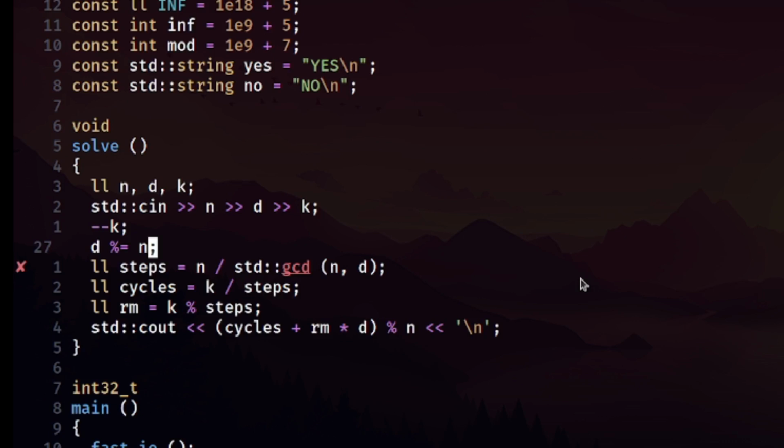Then we can simply calculate the steps as I already explained. The number of cycles will be simply k divided by the steps, and the remaining steps that we need to take is definitely the remainder of k by the cycle size. Now we can simply print the cycles plus the remaining steps into d distance, because for each and every step we are moving d distance forward, and we can simply take the modulus by n.